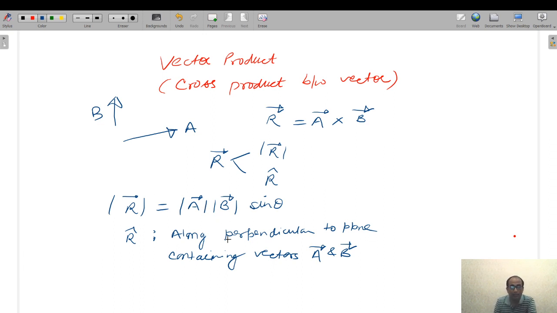और उसके लिए हमारे पास कुछ रूल्स हैं, ठीक है, to determine the direction of A cross B. So let us see that. So to determine the direction of R vector, which is the product of A cross B.